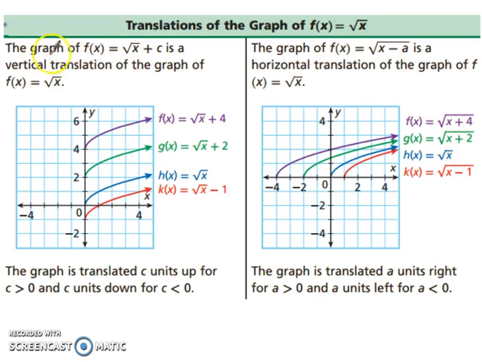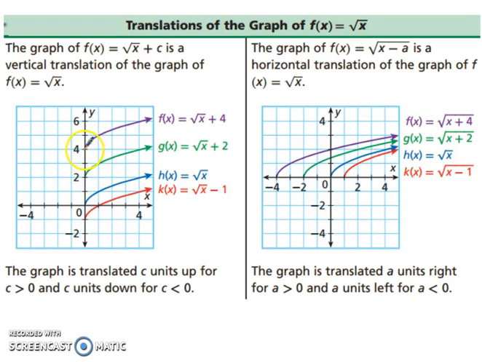So when you're looking at f of x equals the square root of x plus c, the value that's being added or subtracted is not underneath the square root, it's off to the side, outside of the square root, if you will. If it's outside, you're going to be moving your graph up or down. So if we have the square root of x plus 4, you're going to take this parent function and simply move it up 4.